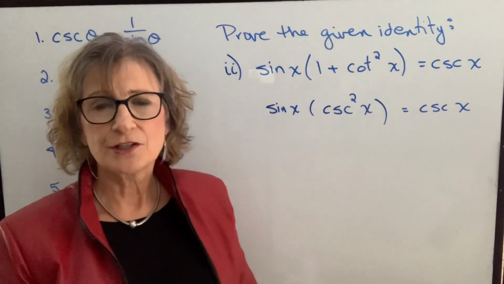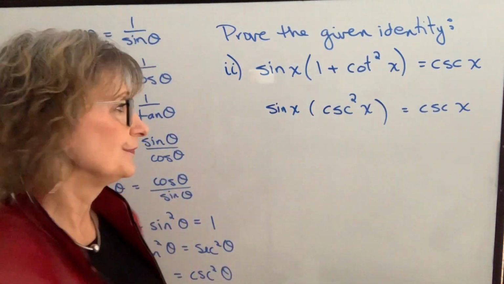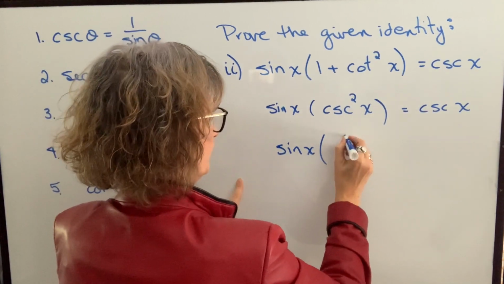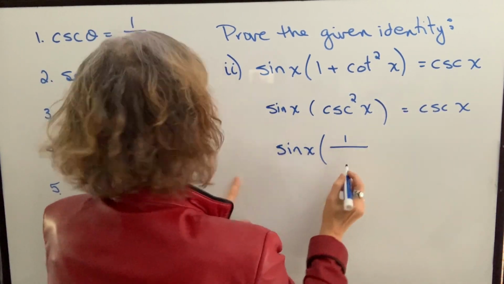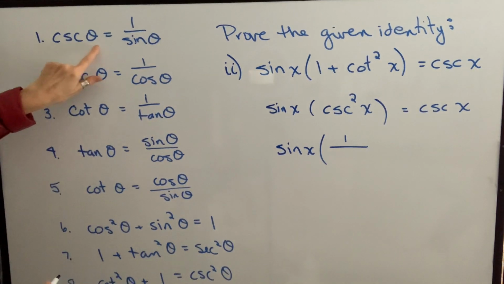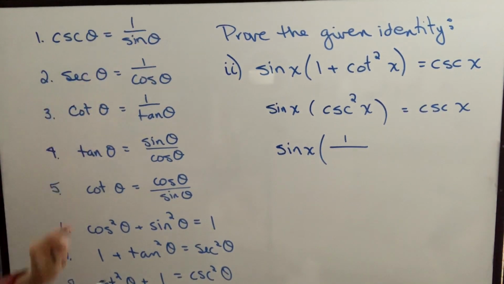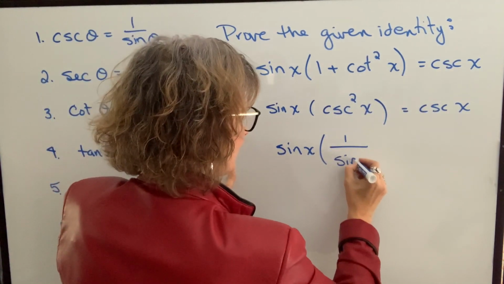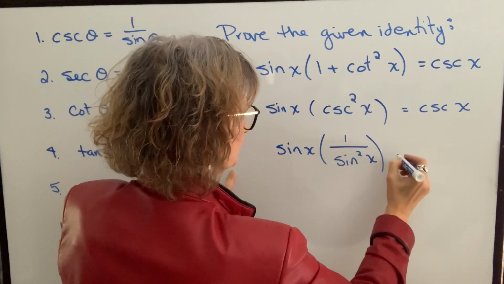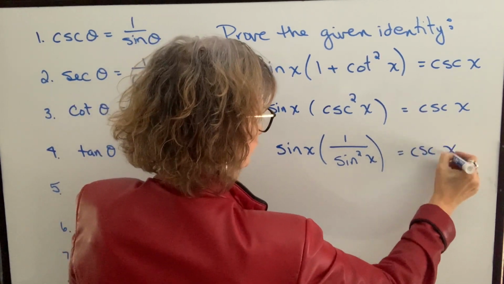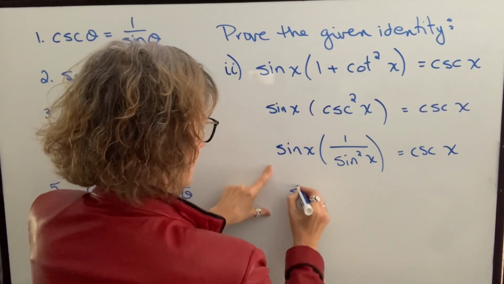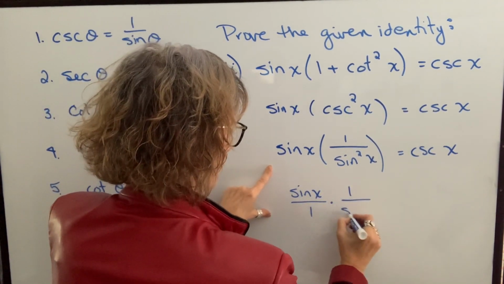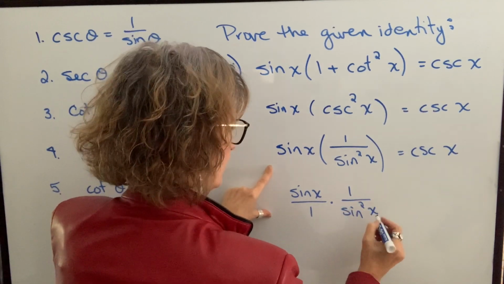Now I'm going to use my strategy of writing everything in terms of sine and cosine, in this case in terms of sine. Cosecant theta is equal to 1 over sine theta. So cosecant squared x will equal 1 over sine squared x. Sine of x, if we're multiplying fractions, remember it's over 1 times 1 over sine squared x.